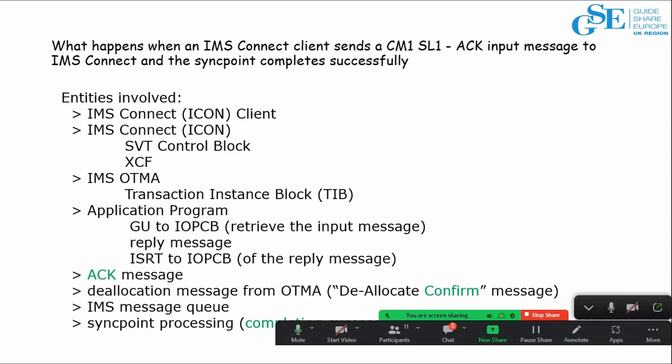Remember the deallocate message that the IMS Connect client is waiting for? Since the OTMA initiated sync point has completed successfully, OTMA chooses to send the deallocate message to IMS Connect. For a sync point success case, the deallocate message is called the deallocate confirm message. If the sync point had failed, the deallocate message would have been called a deallocate abort message. So in this case, OTMA sends the deallocate confirm message to IMS Connect because the phase 1 sync point is assumed to have completed successfully.